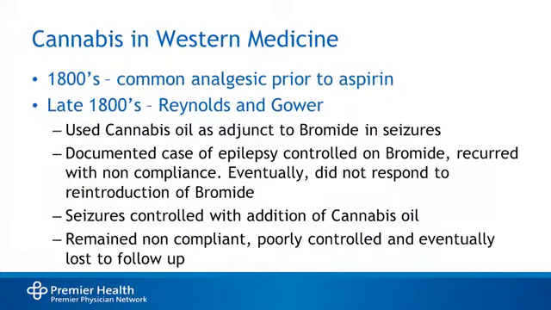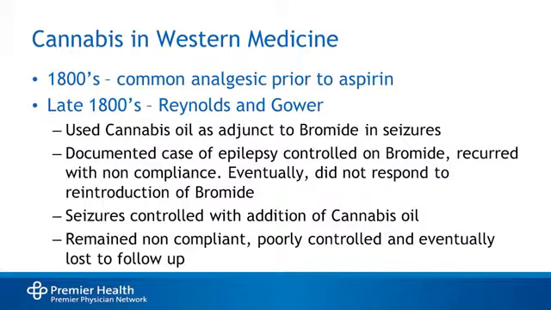The history of cannabis in Western medicine dates back to the 1800s. It has been documented to be used long before that, at least 5,000 years ago. In the late 1800s, a famous paper by Drs. Reynolds and Gower documented a patient who was controlled on bromides, which was the major anticonvulsant at the time.